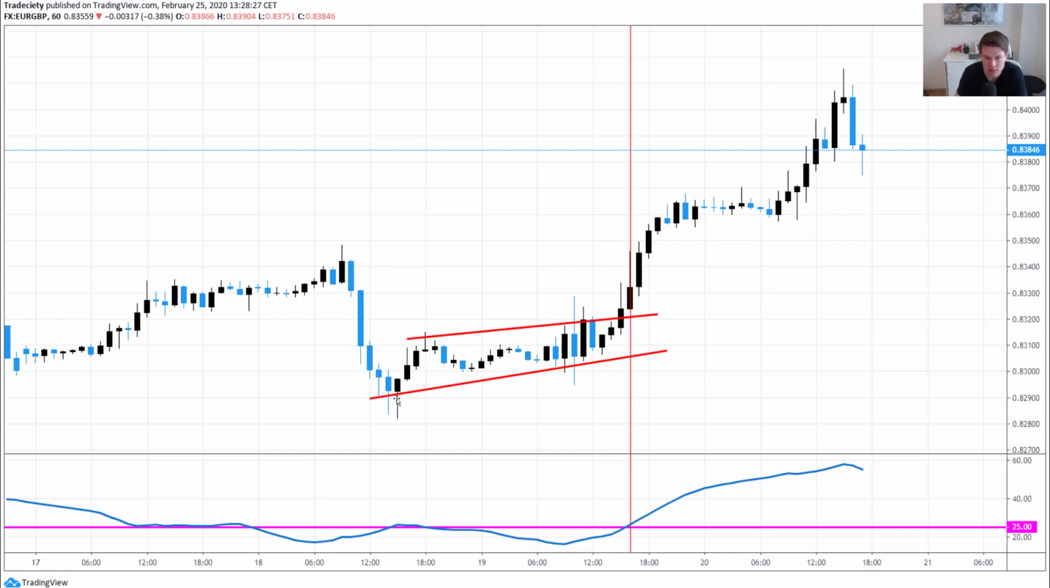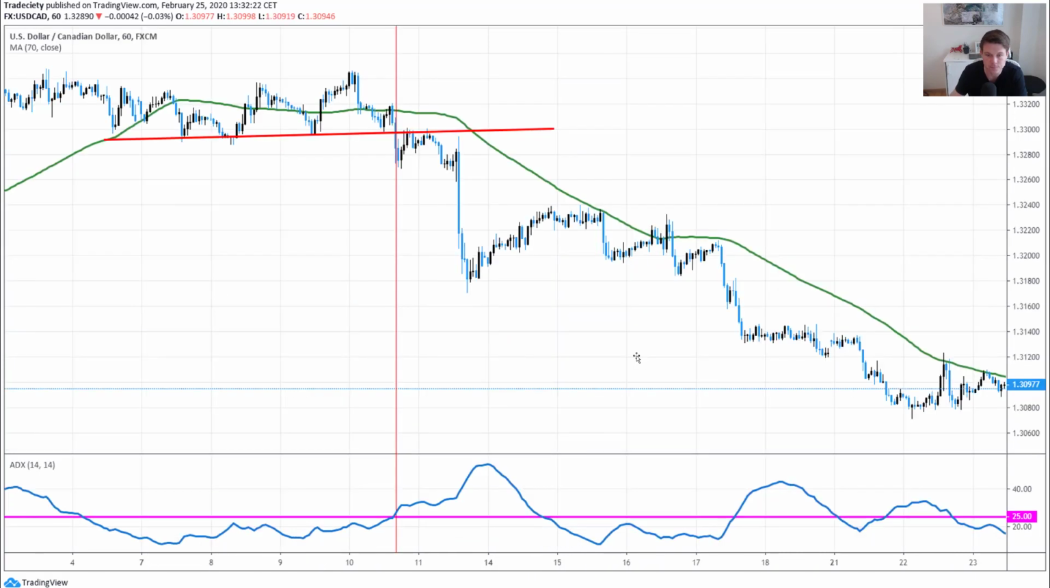So I drew this channel around the price, and at the same time, when the market was in a sideways period, the ADX was also mostly below 25. And then once the ADX broke above the 25 line and also broke out of the pattern, then the new uptrend was started. So you can combine the ADX very nicely with breakout scenarios as well.